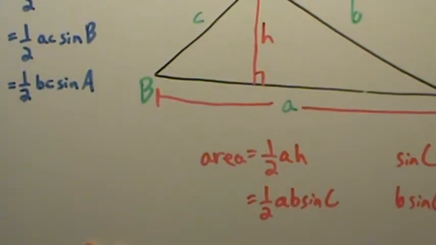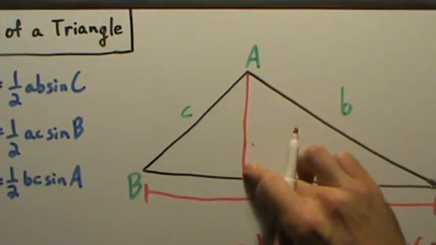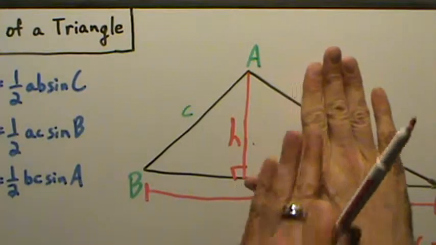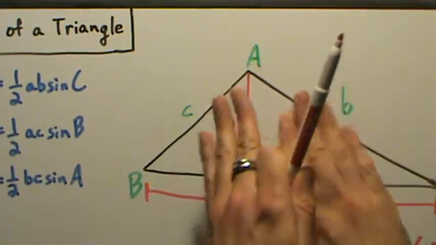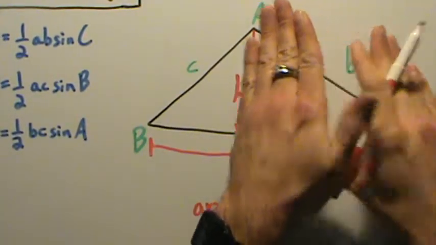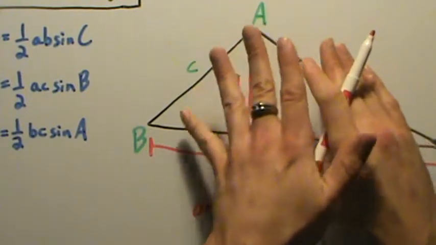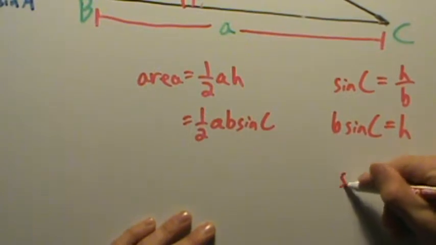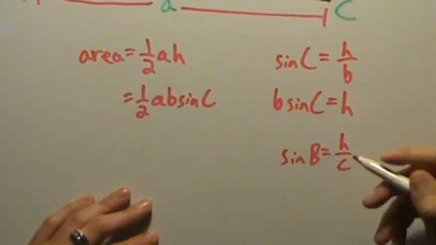Okay, and now let's get the second one. So what we're going to do is move the labels because we're going to cover up this part of the triangle here, and then we're going to look at sine of angle B. So sine of angle B is opposite over hypotenuse, and the opposite is little h, and the hypotenuse is little c. So sine of angle B is h over c. Okay? So let's write that down. Sine of angle B is h over c.